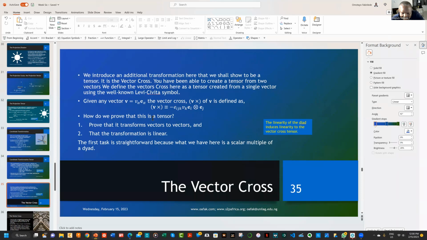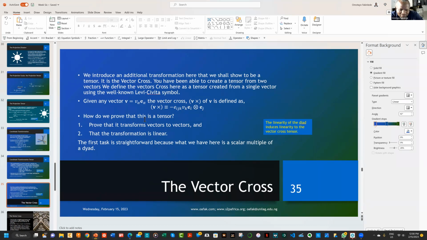So we get to the last one. The last one is the vector cross. This is the definition of the vector cross. And again, the vector cross is a sum of dyads. This is the definition of the vector cross. It's a sum of dyads. And therefore, it is a linear transformation.